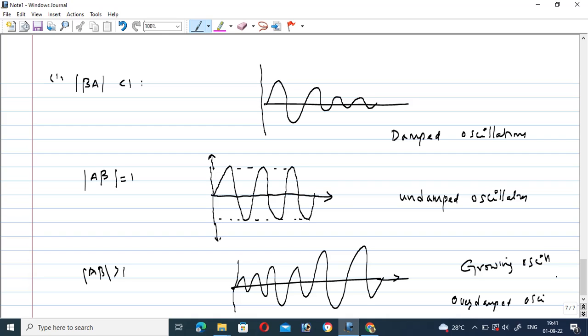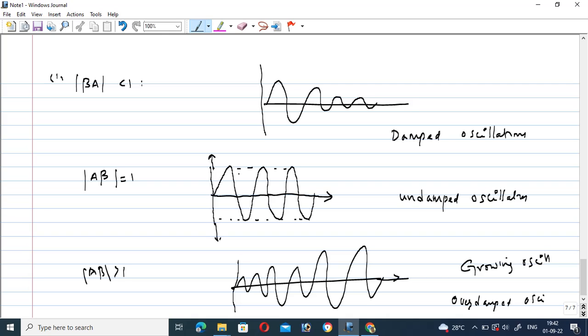When the A beta value is greater than 1, the amplitude of the oscillations increases indefinitely, theoretically. Practically, the amplitude increases up to the maximum value and then becomes constant. The amplitude continues to increase as long as the output remains sinusoidal, or as long as the transistor remains linear, and then only it increases up to the maximum. So these are some important considerations.